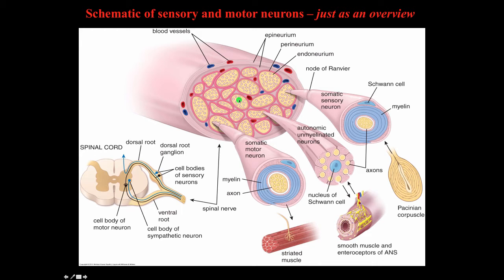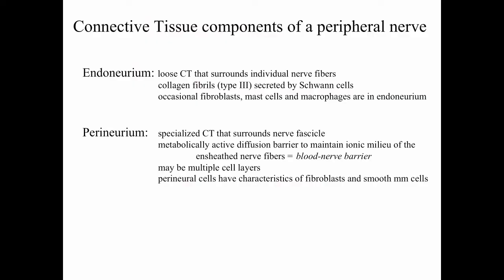What I'd like to do is talk about some connective tissue components of the nerve, the epineurium, perineurium, and endoneurium. These are connective tissues, so we can talk about an endoneurium. An endoneurium is a loose connective tissue that would surround individual nerve fibers.